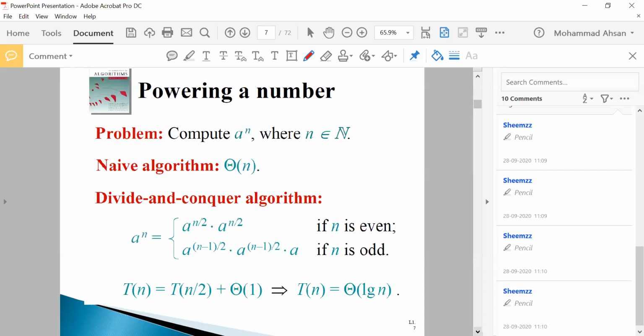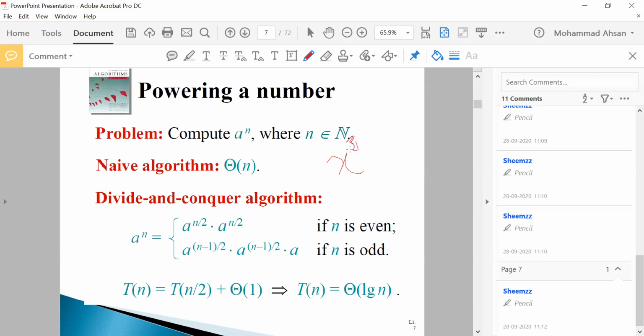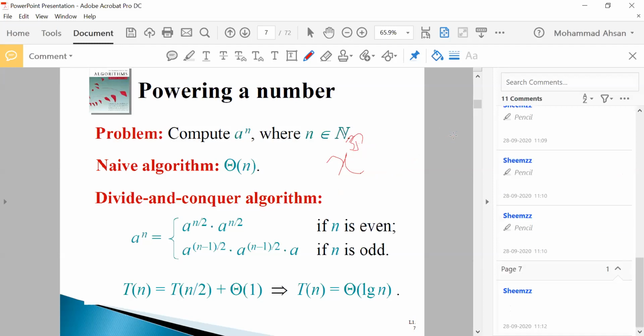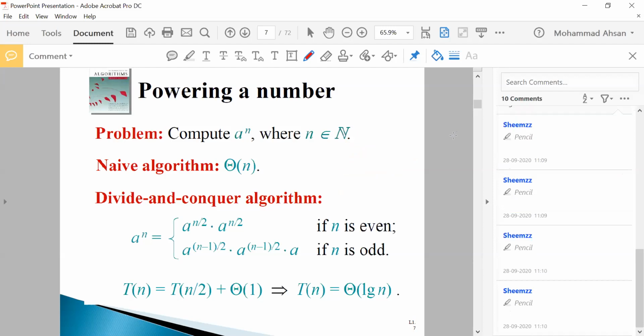So if you have to find the power of a number, for example x to the power 32, it would mean you have to multiply x 32 times. So there will actually be 31 multiplications. You have x and then you multiply it 31 times with itself, and you get x to the power 32.